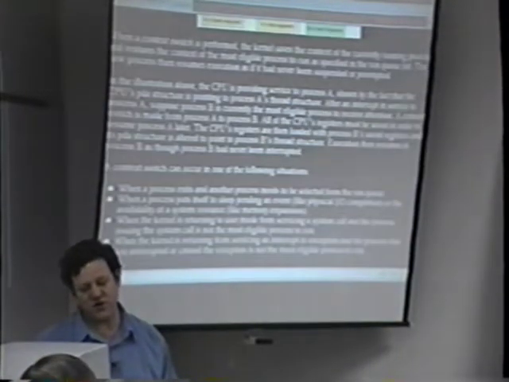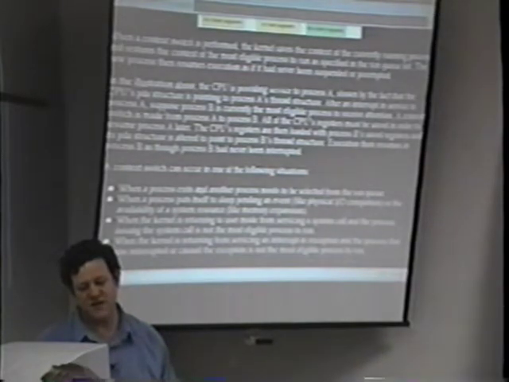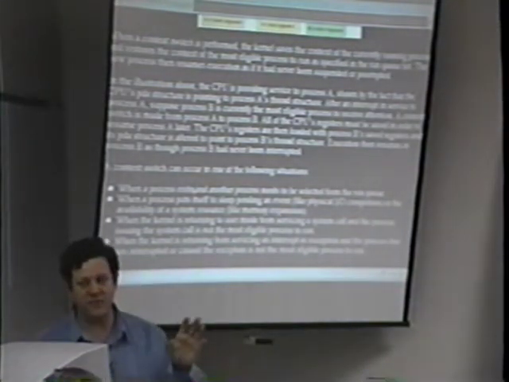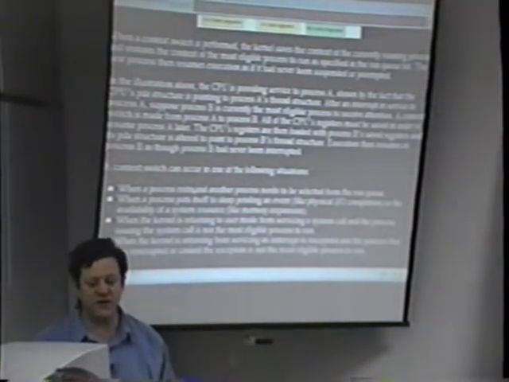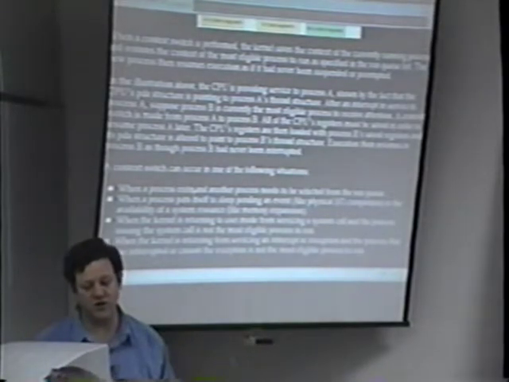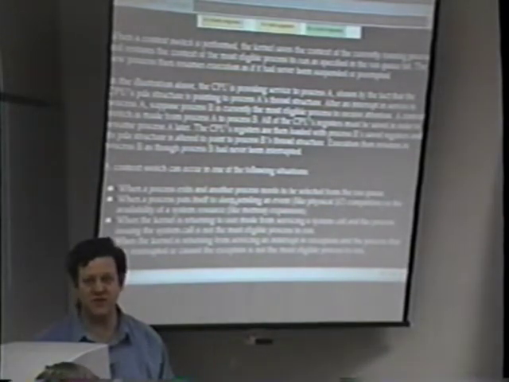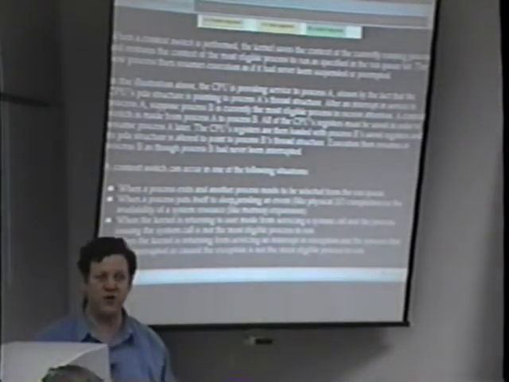So a context switch can occur if a process exits and another process needs to be selected from the run queue. If the process terminates and does an exit, or a stop in Fortran, then we're giving up the CPU and a process switch will occur. If the process puts itself to sleep pending an event, like it did in a system call, such as asking for I/O or memory, it's then going to go to sleep with that wait chan address being the event that I'm waiting to be satisfied before I get reconnected.